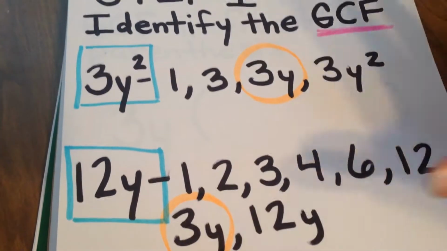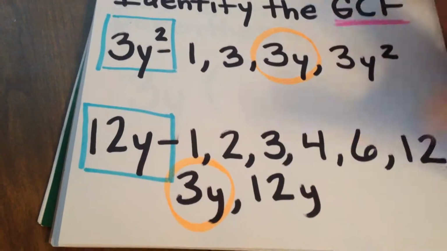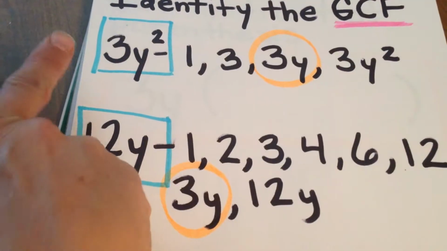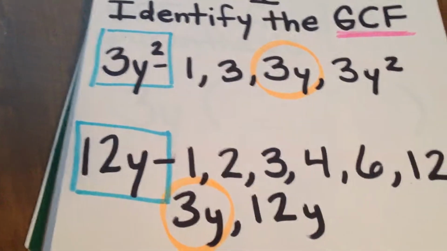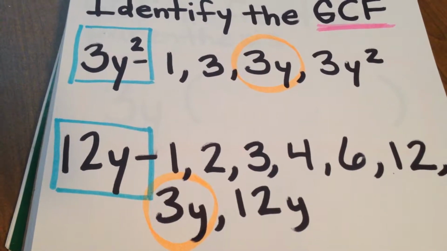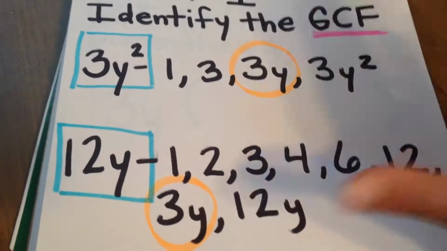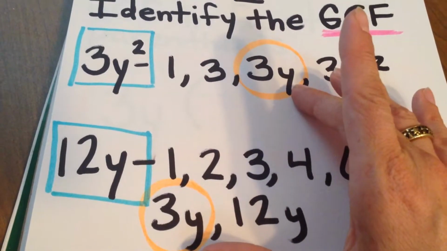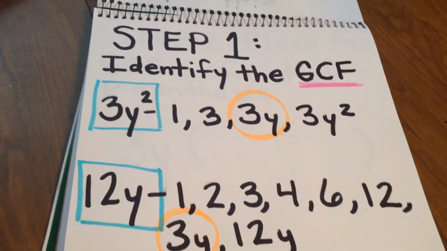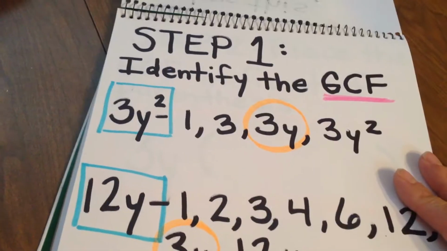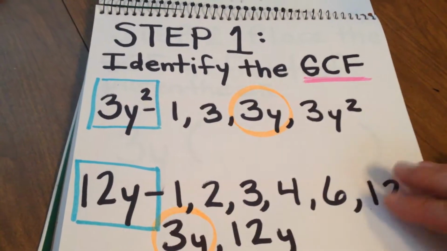Okay, so when we look at these factors, we're going to find the common factors. Of course, both of these terms have a few common factors. They have the 1, they have the 3. Okay, but the greatest common factor that we are going to use is 3y. Okay, so we're going to be using the greatest common factor a lot in this. And if you get that down, you have this problem down.